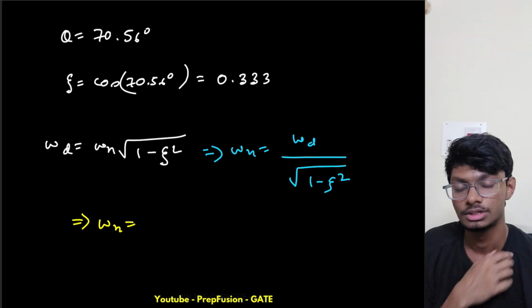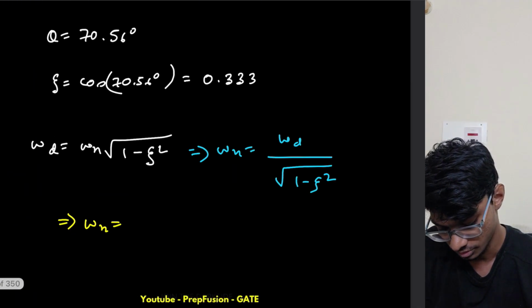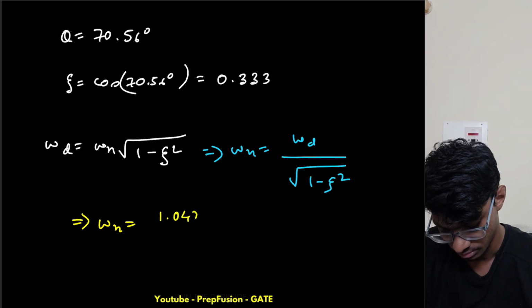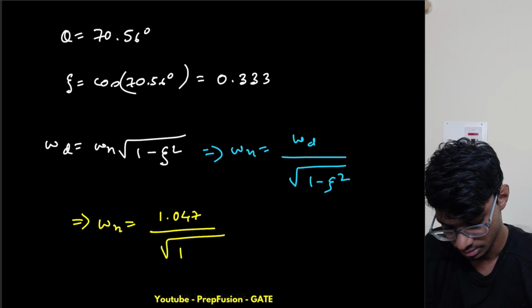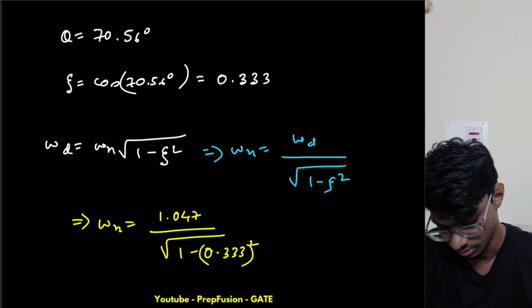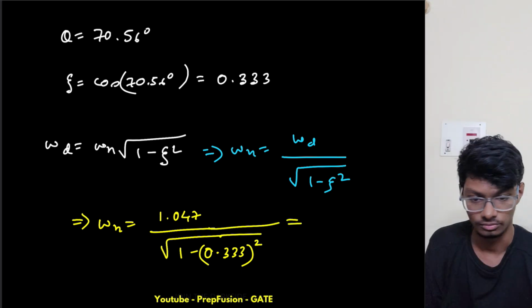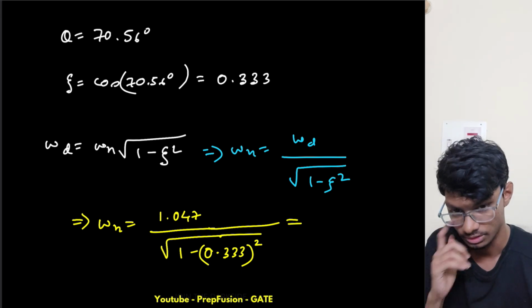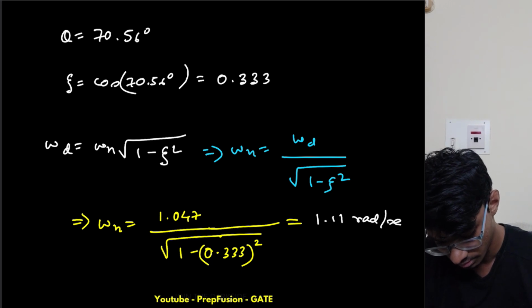Omega n equals omega d. So what is omega d? Omega d is 1.0047, and zeta is basically 0.33. So this is 1 minus 0.33 whole square. I have already calculated this one, so it will come out to be somewhere around 1.11 radian per second.